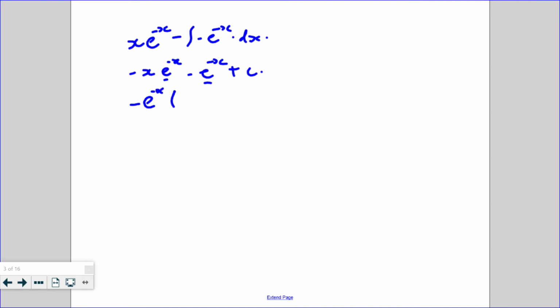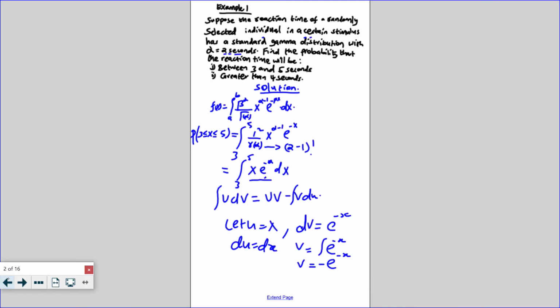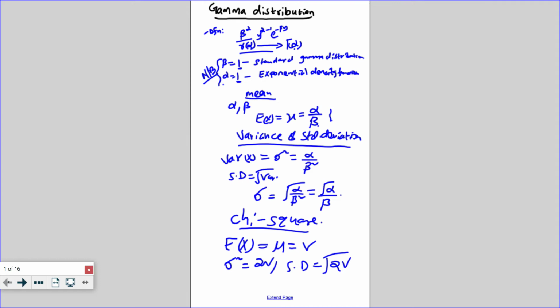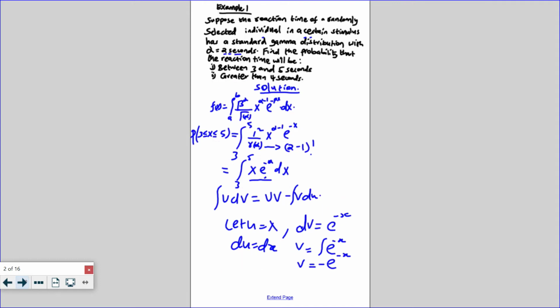Then we remain with x plus 1, and of course plus c, and the limits were from 3 to 5. Therefore inside this one here the c will disappear because we have two limits, and then we obtain our answer as 0.1587.